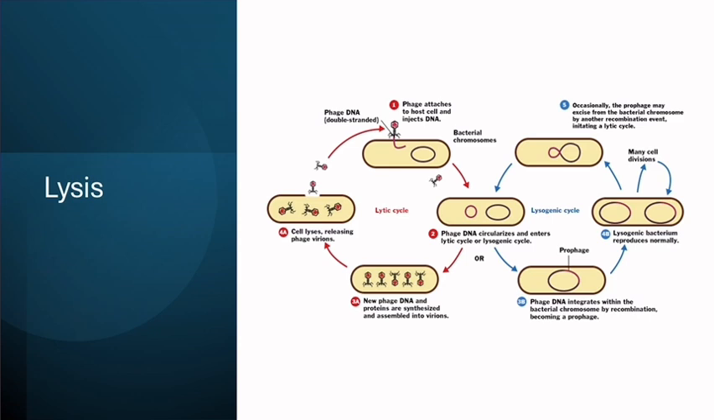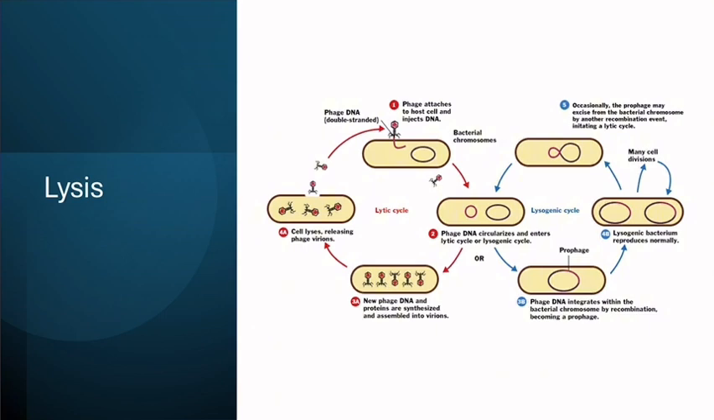Think of the cell as a factory and the virus as a hacker. The viral DNA or RNA reprograms the cell to stop its normal activities and instead start producing viral components like capsid proteins, enzymes, and new copies of the virus's genetic material. There are two main ways viruses replicate: lytic and lysogenic.